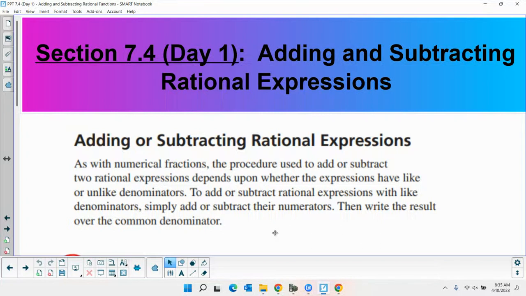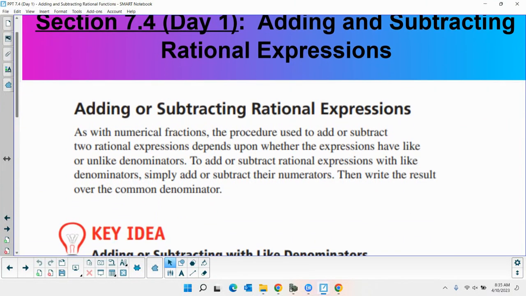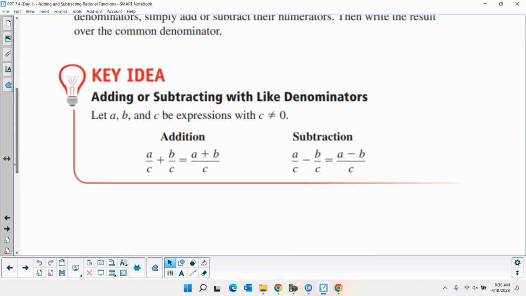All right. So, as with numerical fractions, the procedure used to add or subtract two rational expressions depends on whether the expressions have like or unlike denominators. To add or subtract rational expressions, which are fractions, with like denominators, simply add or subtract the numerators, right? You don't add or subtract the denominators, just the numerators on addition and subtraction, okay? And then write the result over that common denominator, all right?